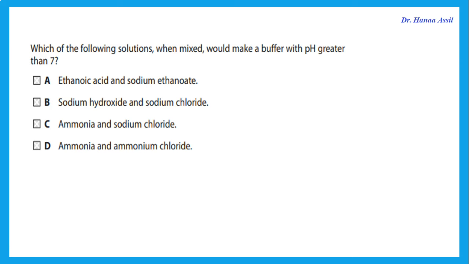This question says, which of the following solutions when mixed would make a buffer with pH greater than 7? Of course, pH greater than 7 means I need a weak base, and this would be the ammonia with the ammonium salt.